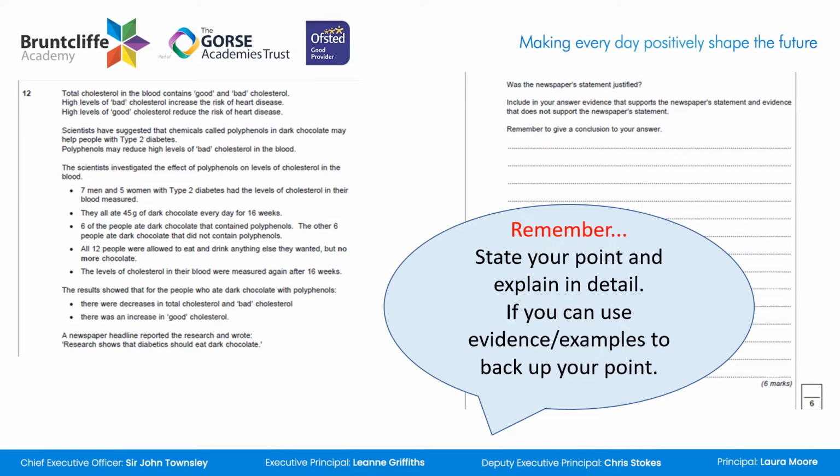You may also need to add in your own information on what you know about diabetes. Always remember, for a 6 mark question where you are justifying or creating a balanced argument or evaluations, you must always try to give 2 arguments for, 2 arguments against, with explanations.